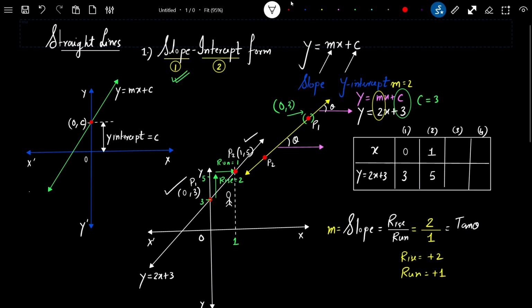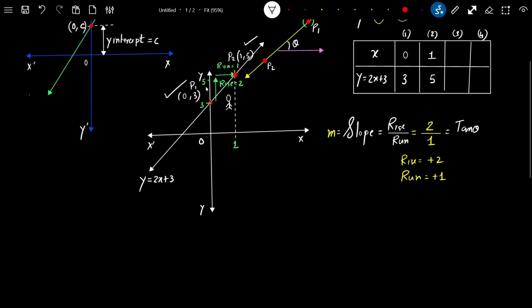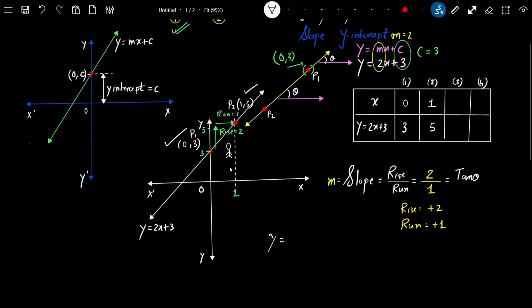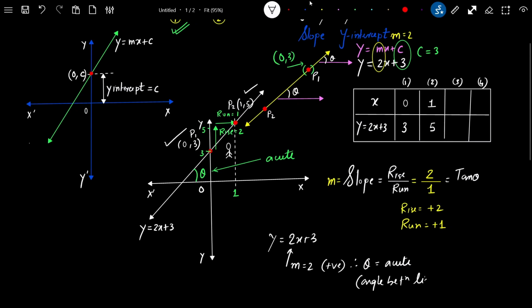How easy it becomes. So next time you are given an equation, I'll make it a little bit more complex. But before that, let's find one more thing. y equal to 2x plus 3 was our equation. If you look at the slope, m, which is equal to 2, the slope is positive. Therefore, theta should be acute. And if you look at theta, it is acute. Wow, it solves everything. And theta is always, if you have forgotten, the angle between the line and the positive direction of x-axis.